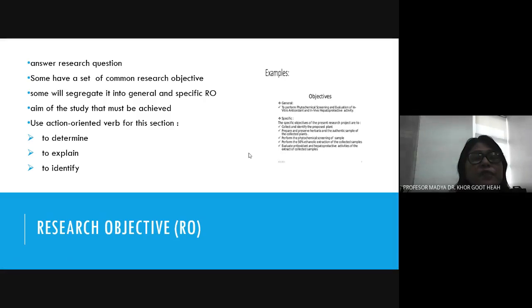The aim of the study must be achievable by using action-oriented words for these sections. Examples of action-oriented words are to determine, to identify, to compare, to explain. So this study is measurable. We can refer to Bloom's taxonomy of learning to create these action-oriented words. In Bloom's taxonomy, at least the level 4 analysis skill is applied. This is why we have to determine, to explain, to identify, to compare. Those kinds of words are supposed to be emphasized in our students' research proposals for their analysis skill.